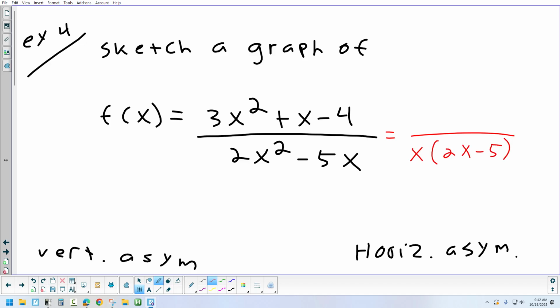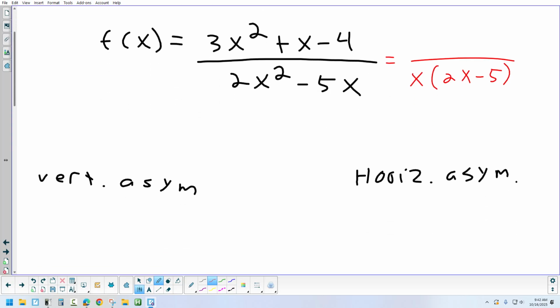Perfect. Okay. So how many vertical asymptotes, Nick, are we going to end up with? 2. Yep. And can you tell me what my 2 vertical asymptotes will be? 0 and 2.5. Yep. x equals 0 and x equals 2.5. Perfect.